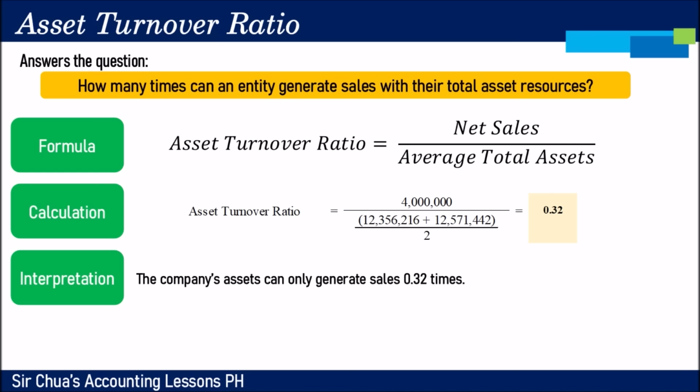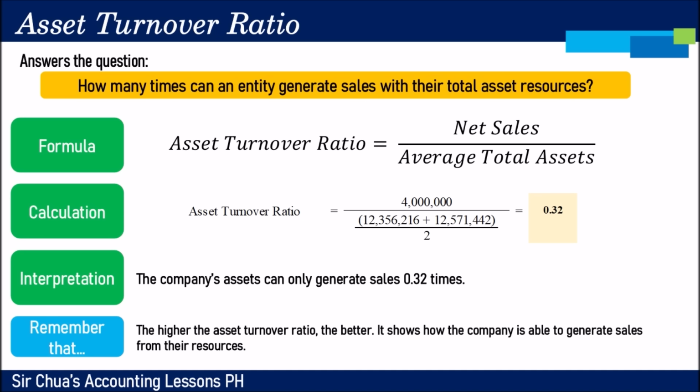Diba? Wala. Pangit. Okay? The higher the asset turnover ratio, the better. It shows how the company is able to generate sales from their resources. And sadly, we can only generate sales 0.32 times na hindi pa nga tayo umabot ng 1. Okay? So, our asset turnover ratio is quite unfavorable. Well, kita naman natin kasi our average assets is 12 million.